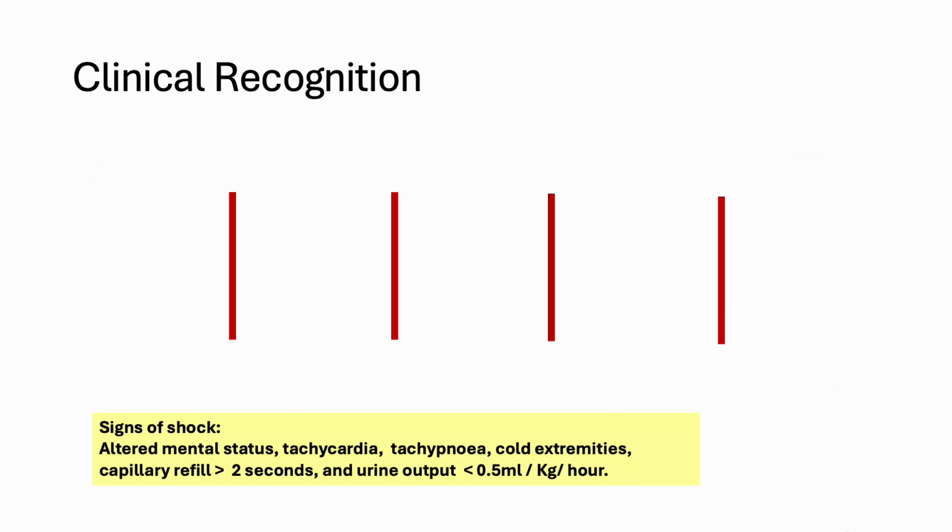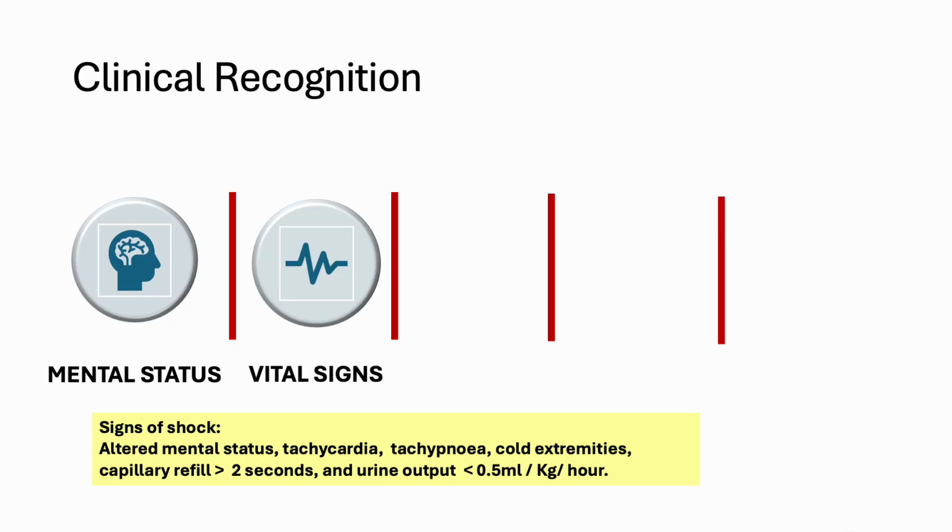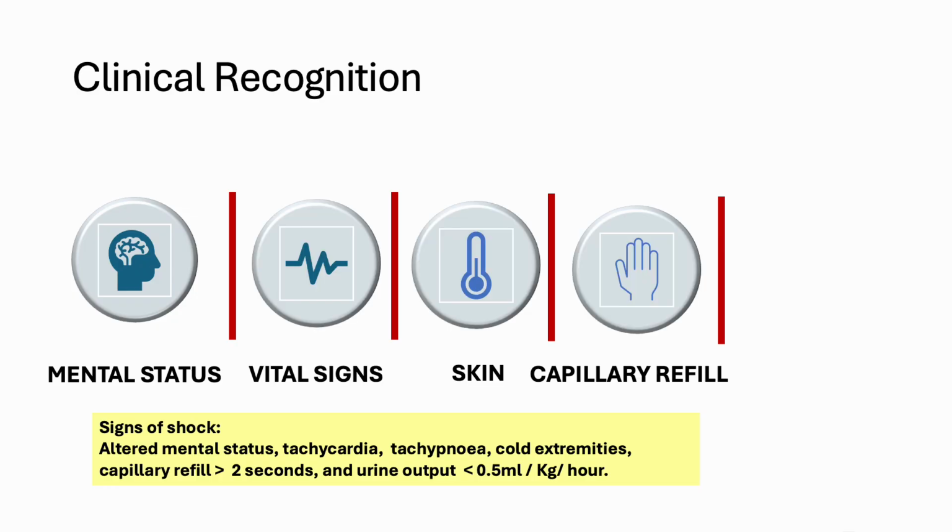To recognize shock, we need to assess the mental status, vital signs, skin temperature, capillary refill, and urine output. These include measures of perfusion to the brain, the skin, and the kidneys.